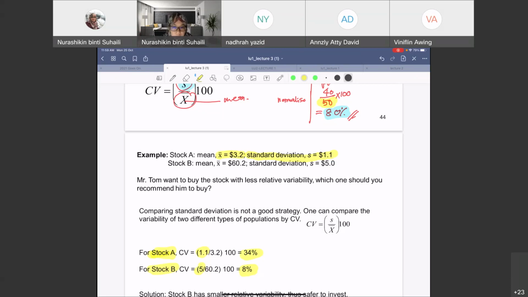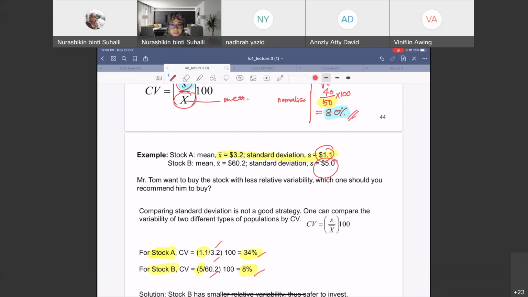But let's say you just have the information of standard deviation of this, 1.1 and 5. It is not fair actually for you to compare, because stock A has a different type of distribution and stock B has a different type of distribution, which means both of them have different mean values. So by normalizing it over the mean value of whatever the sample is, only then can you have a fair value at the end that you can compare with each other. Yeah, I hope you understand what I mean.